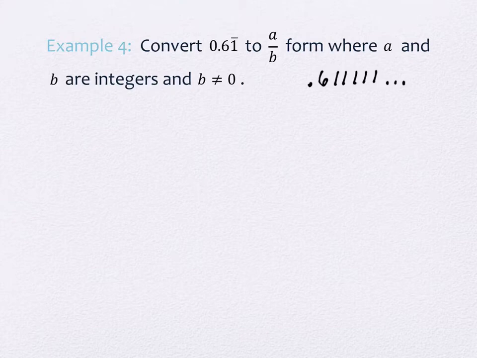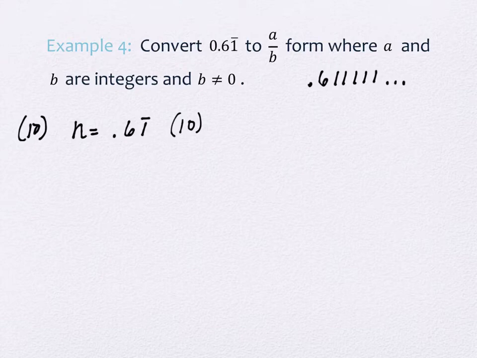Now, the process is the same. N equals 0.6, 1 is repeating. All that's the same. But this time, I only have one number repeating. So I need to multiply by a power of 10 that only has one zero. That's simply the number 10. Okay, is everybody with me so far?